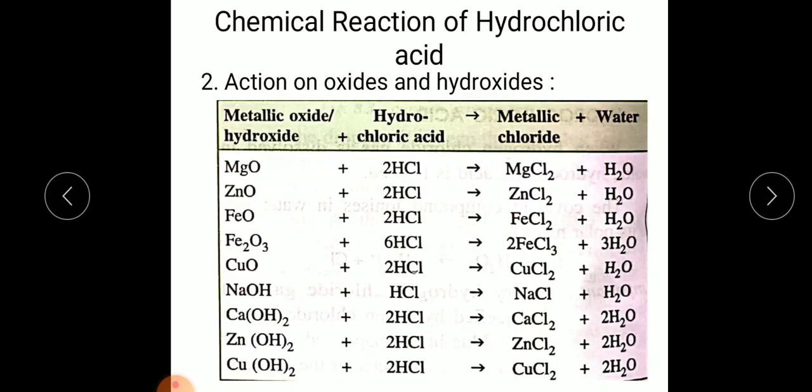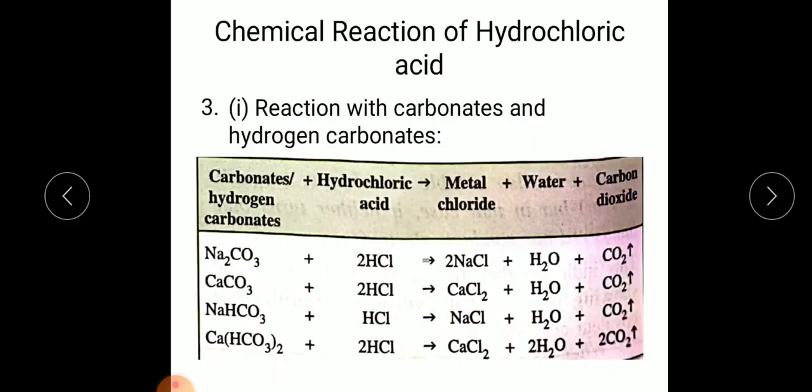Second, chemical reactions of hydrochloric acid: action on metallic oxides and hydroxides. When you take a metallic oxide or hydroxide and react it with hydrochloric acid, it forms a metallic chloride and water. Magnesium oxide reacts with HCl to form magnesium chloride and water. If you take a hydroxide, for example sodium hydroxide, it reacts with HCl to form sodium chloride and water. This is a neutralization reaction, if you remember. In a similar way, we can understand the other reactions.